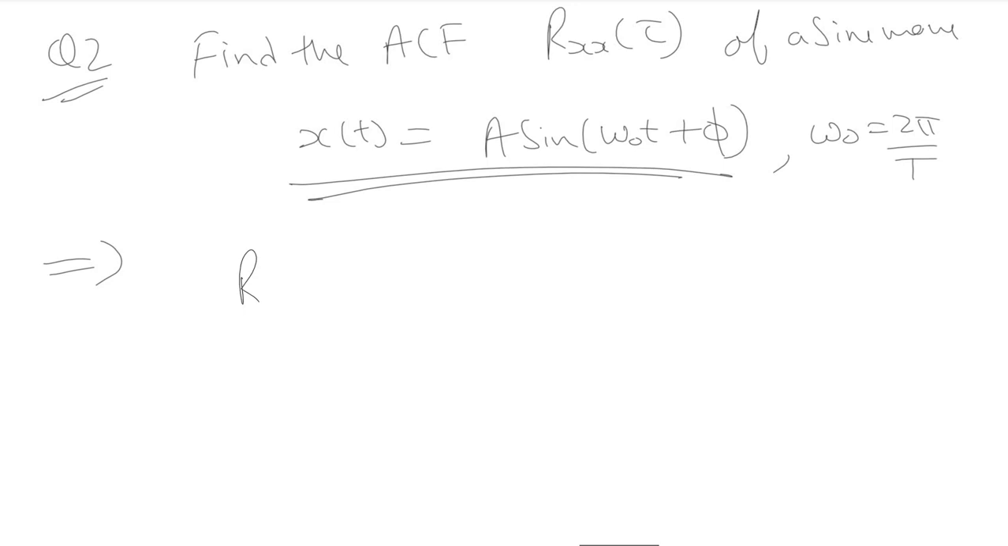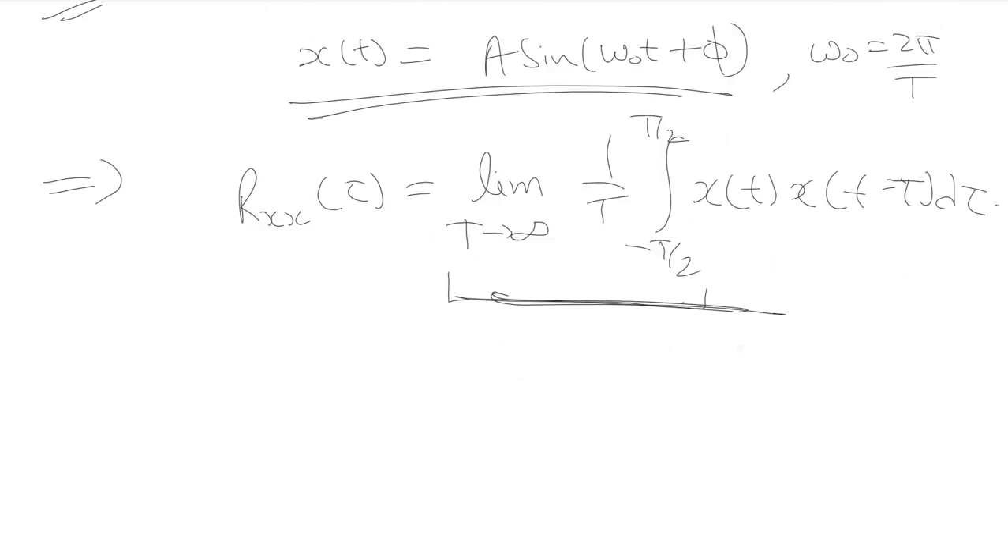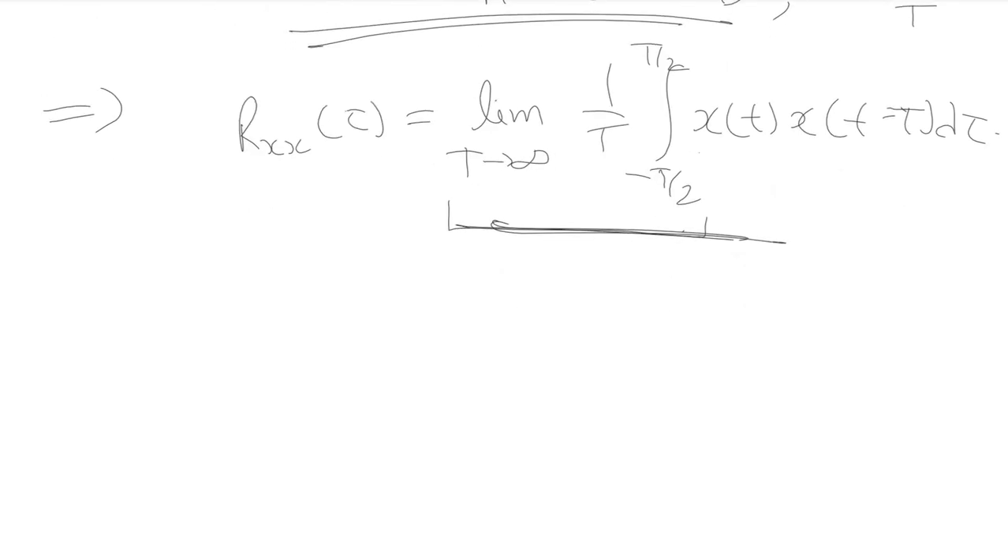By definition, we know that the autocorrelation function Rx of tau is equal to limit T tending towards infinity 1 by T integral of x of t into x of t minus tau, dt. We are using the autocorrelation function used for a power signal, because this is a sinusoidal signal, which is a periodic signal and hence a power signal. So we are using the expression of the autocorrelation function for a power signal. So let us substitute the values of x of t and x of t minus tau and simplify it further.